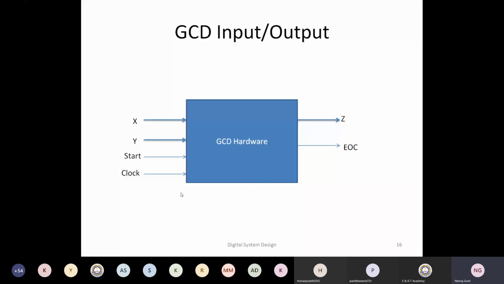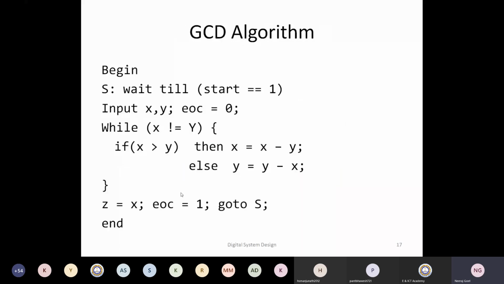Okay, so now, what about the algorithm? Let's keep this algorithm, one of the algorithms to compute GCD. Here, we say that till start is equal to 1, we keep on waiting. So the algorithm will not start unless start is equal to 1. When start is equal to 1, first we take x and y as input, and we also assign end of computation equal to 0.